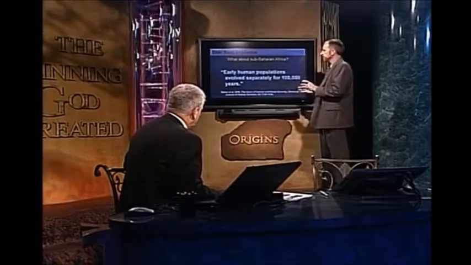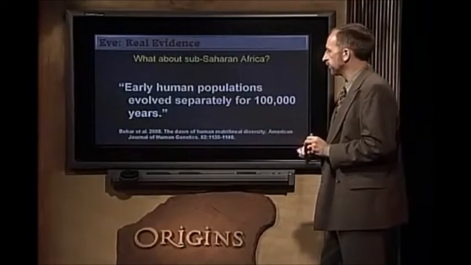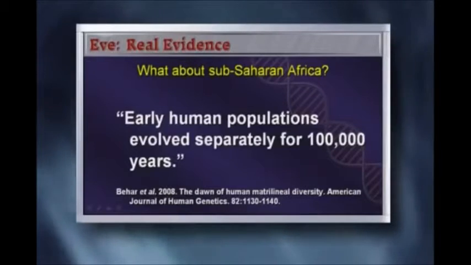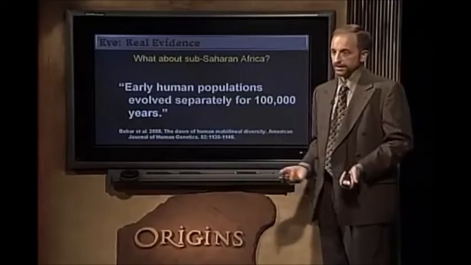And actually, it's usually very bad because of inbreeding. Inbreeding is bad because you get a rapid fixation of new mutations. So what does that mean for Africa? There's a paper that came out in 2008. And in this scientific paper, which appeared in the American Journal of Human Genetics, they quoted early human populations evolved separately for 100,000 years. What does that mean?